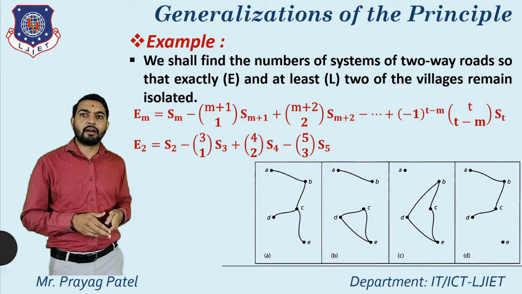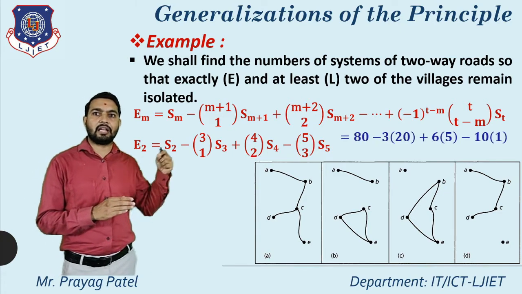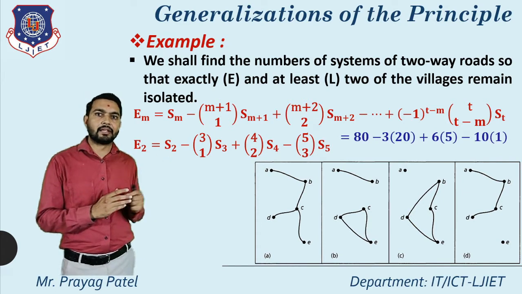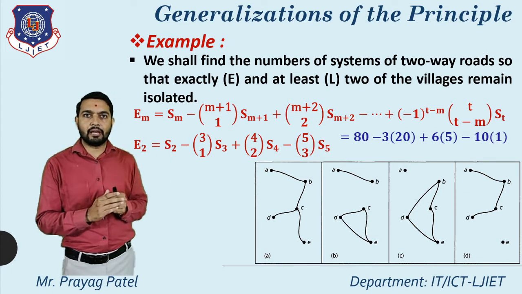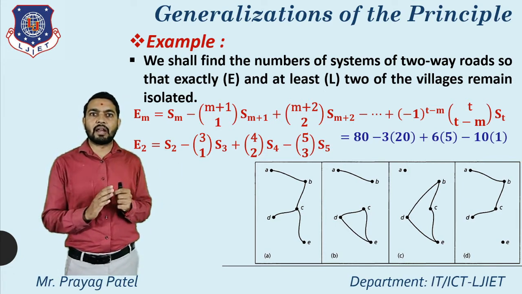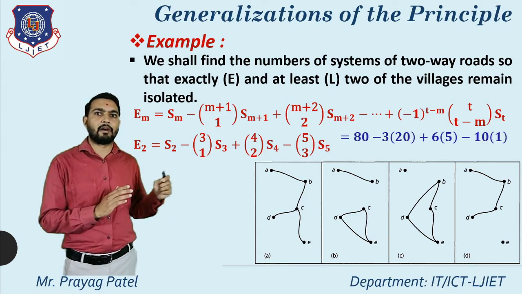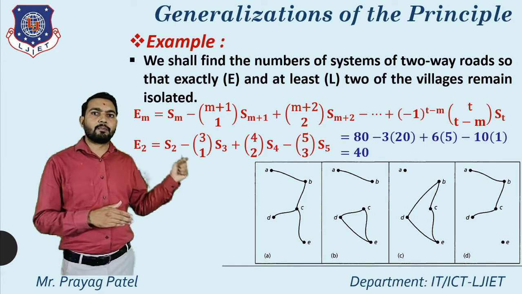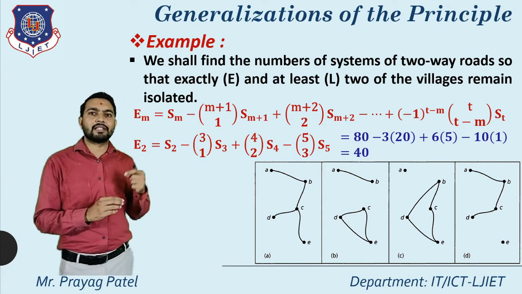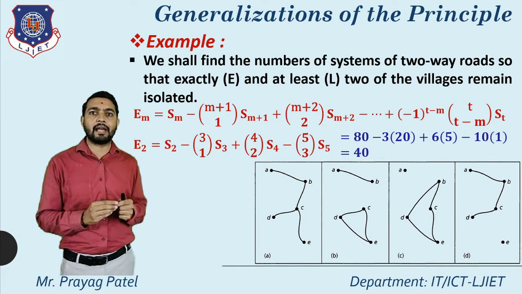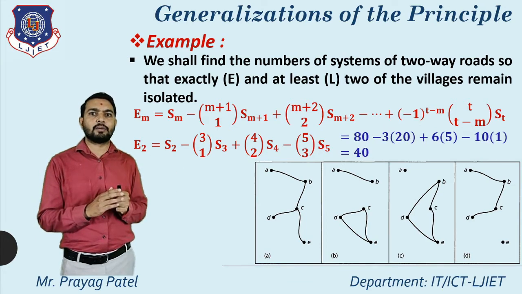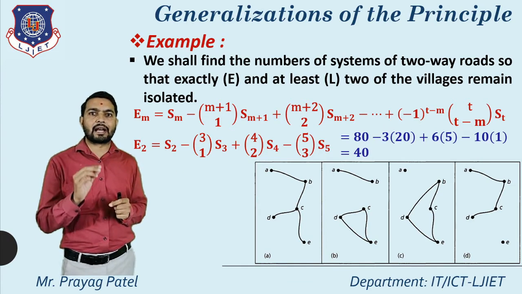Now here we have to find the values of S2, S3, then 3C1 and so on. Then we get S2 = 80, minus 3 S3 = 20, plus 6 S4 = 5, minus 10, the value from 5C3, and S5 = 1. We simplify this equation and get 40 as the answer. That means 40 combinations are possible in which exactly two villages are isolated.